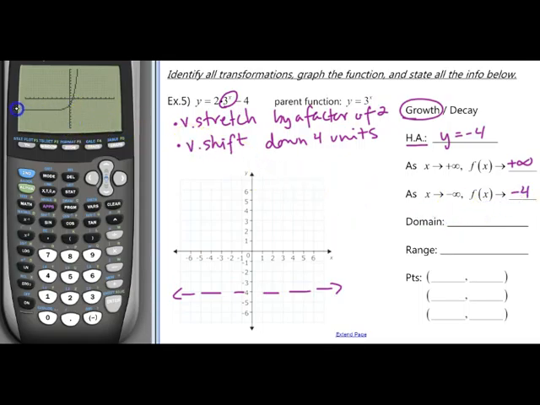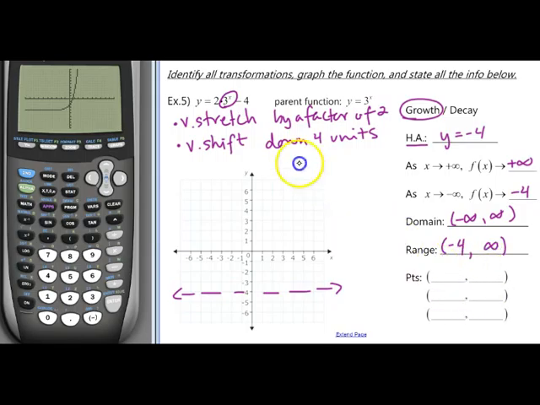For our domain, we will have values for every x and y. So we have -infinity to positive infinity. And for our range, our lowest value, it doesn't include -4, but it goes from -4 up to positive infinity.